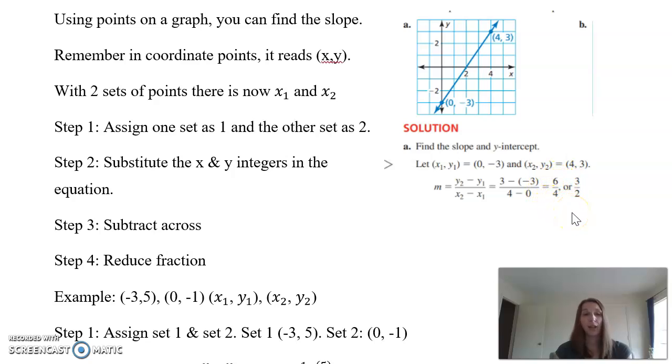Can we reduce that? So step 4 is to reduce our fraction. We can reduce that. Okay, both 6 and 4 are multiples of 2. 2, 4, 6. So how many times does 2 go into 6? 3 times. And how many times does 2 go into 4? 2 times. So that's how we get 3 over 2, and we cannot reduce that any further. Okay. So let's go down through our example and see if we can do this again.